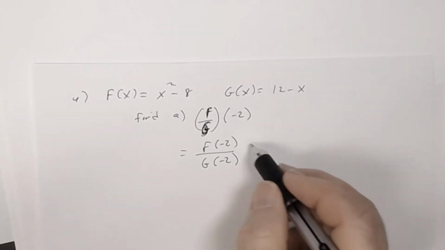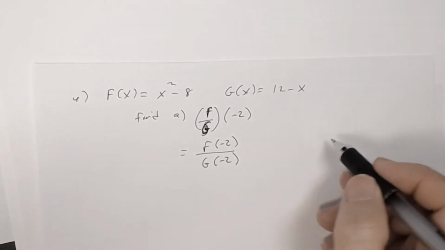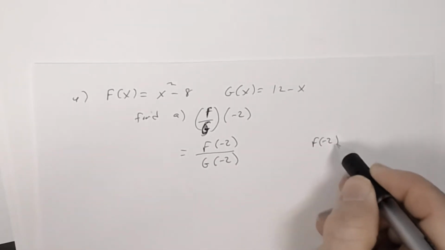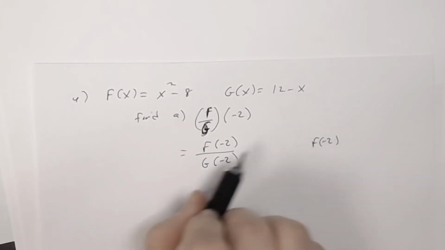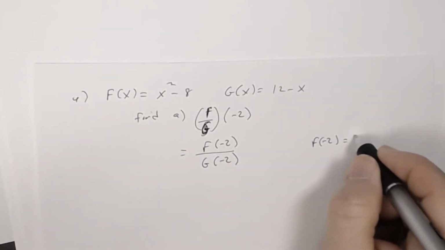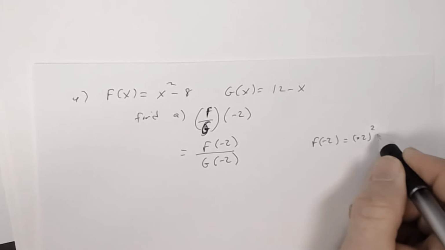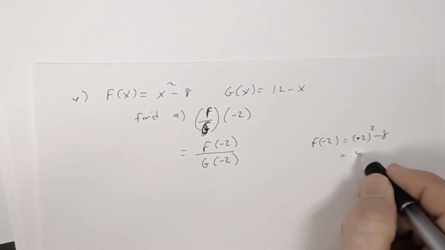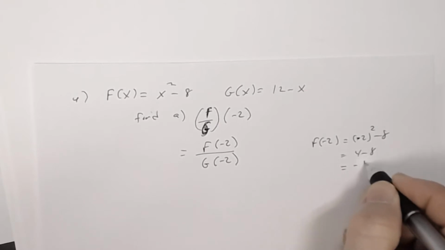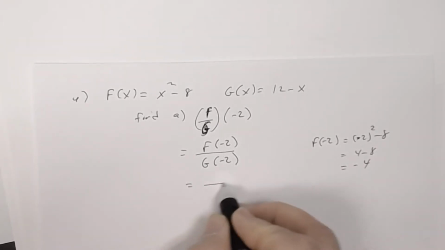All right, and so we got to figure out, well, what is f of negative 2? So I'm going to go off to the side and kind of do that. So I'm going to go to my function f, and in place of the variable x, I'm going to substitute negative 2. So I get negative 2 squared minus 8. So negative 2 times itself is 4. 4 minus 8 is a negative 4. So that's the numerator. Okay, no big deal.